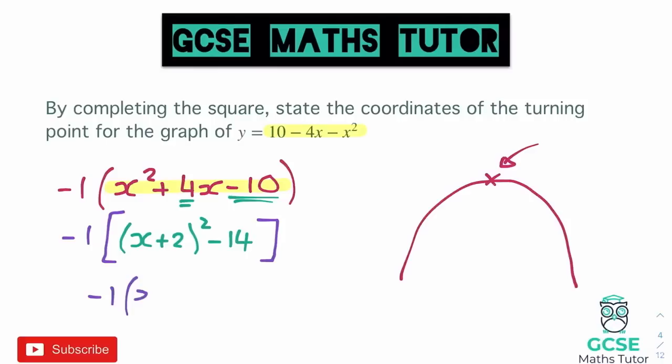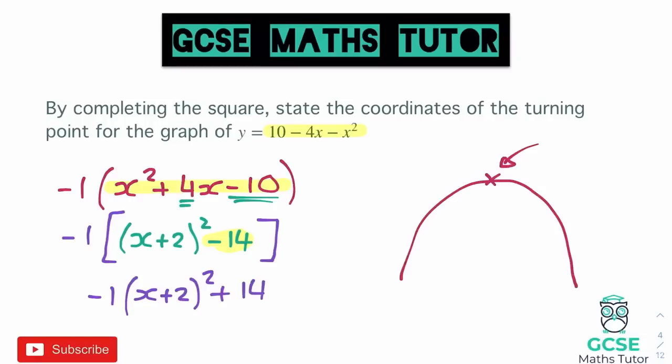So minus 1 lot of this x plus 2 squared. And then when we multiply the negative 14 at the end by the minus 1, that's easy enough. That just swaps the sign. So that'll be plus 14. So that's that there in completed square form.